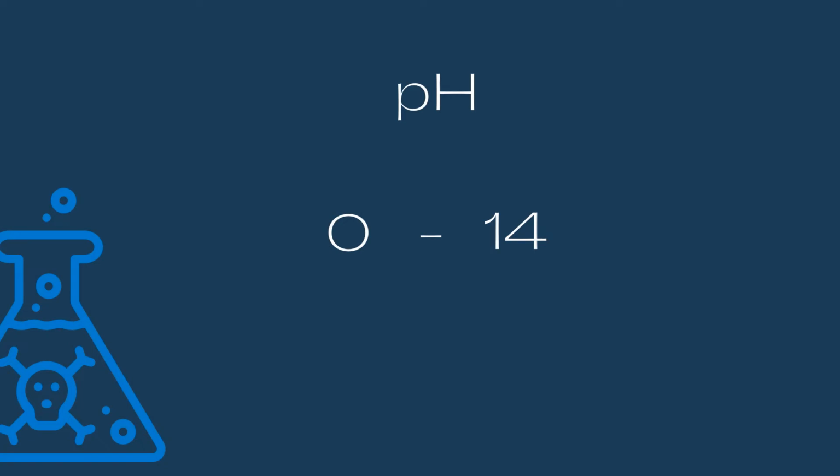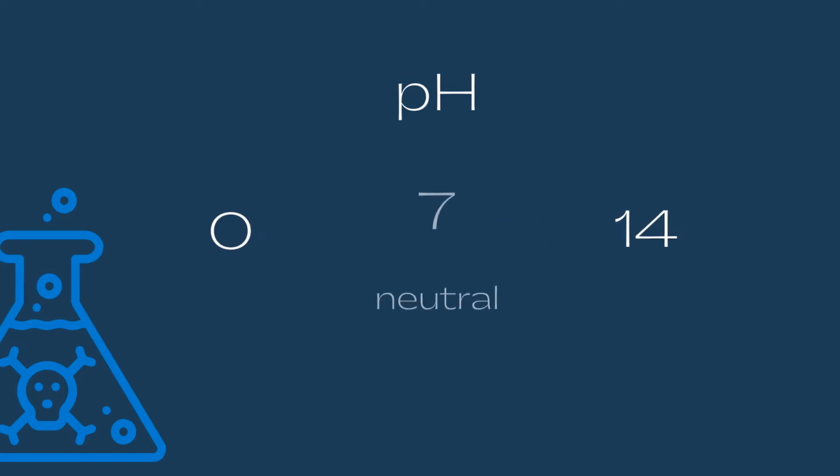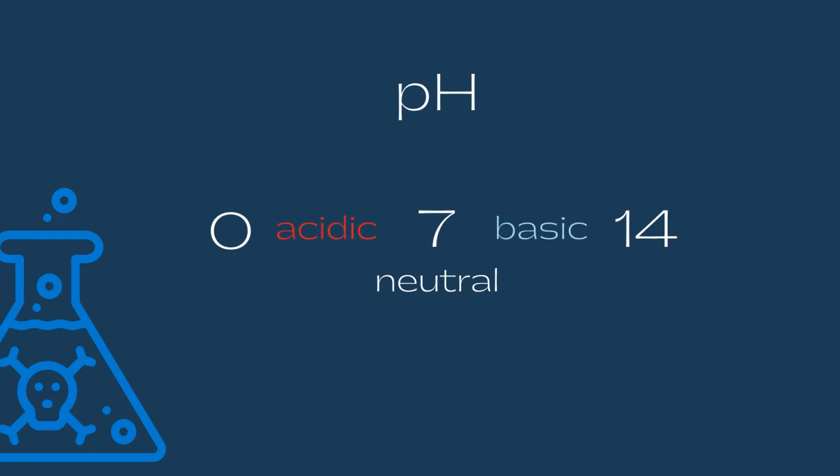pH is used to measure the amount of acid or base in water. The pH scale ranges from 0 to 14. A pH of 7 is considered neutral. It is neither an acid nor a base. A pH of less than 7 is acidic. More than 7 is basic or alkaline. The pH scale is a logarithmic scale, meaning that a pH of 5 is 10 times more acidic than a pH of 6.